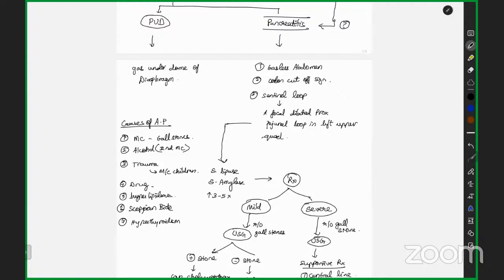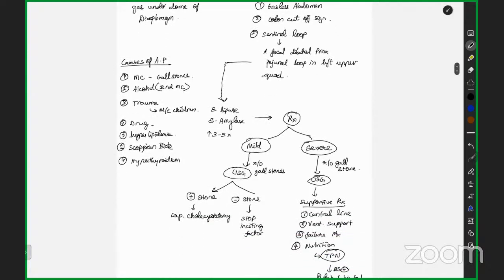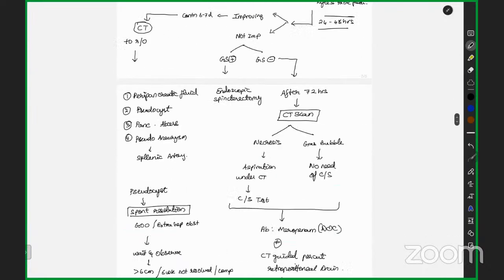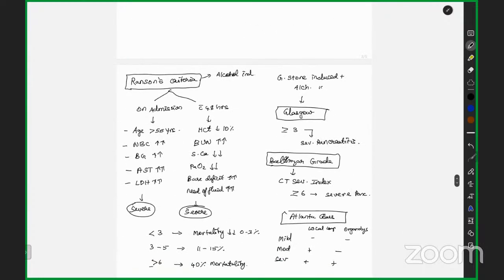So what is the treatment? Before starting treatment, you have to differentiate whether the case is mild or severe. How do you do that? By doing Ranson's criteria. What is Ranson's criteria? On admission: age more than 55 years, WBC high, blood glucose high, AST high, and LDH high. In that case, I'm going to classify it as severe.